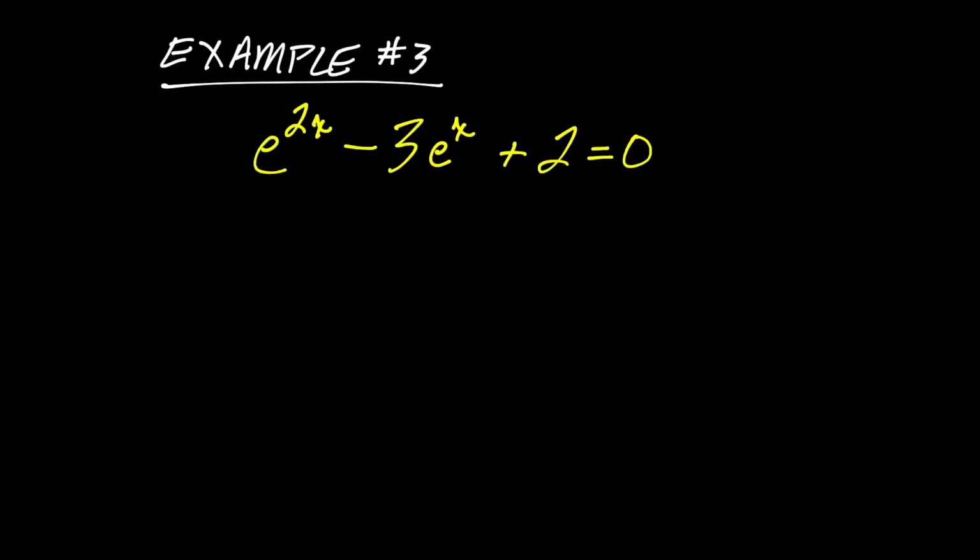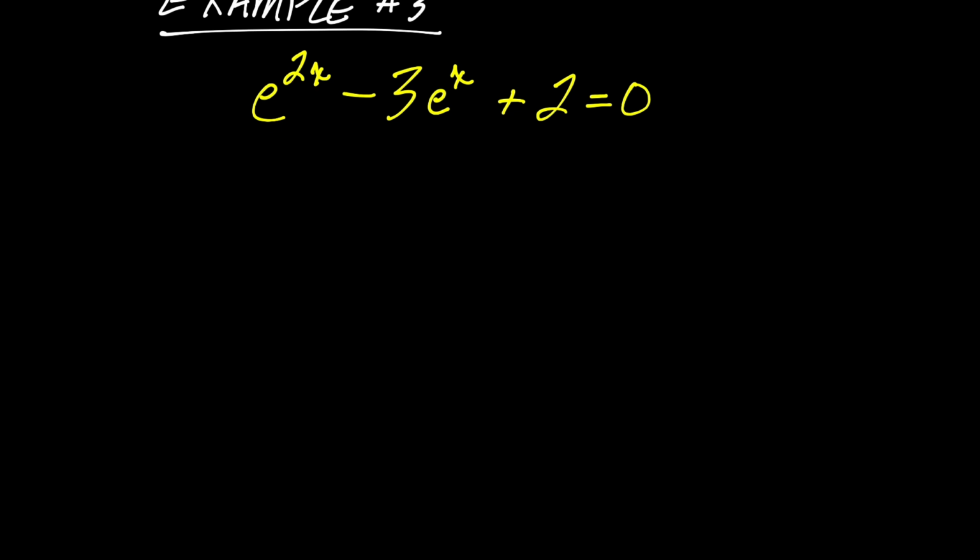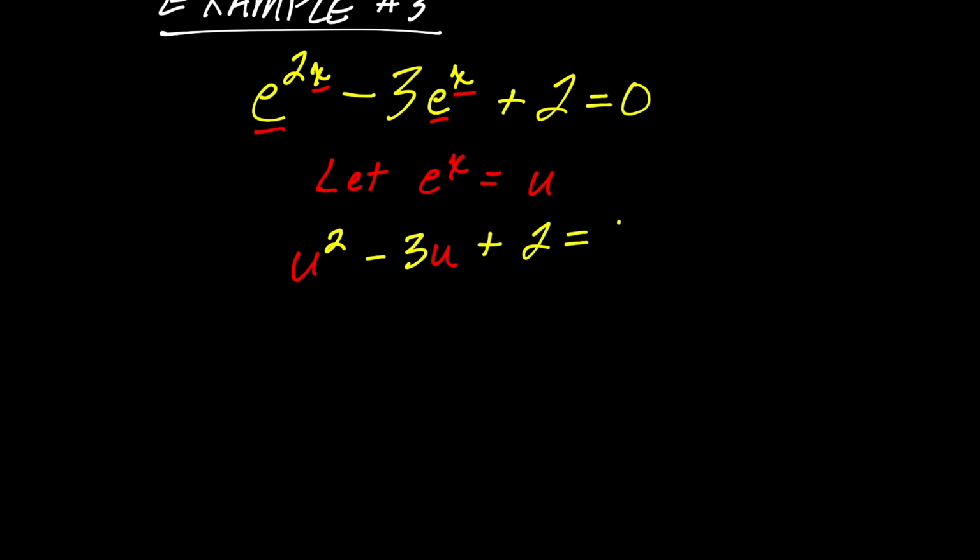All right, this one looks a lot like a quadratic, but what we're going to do is use a u substitution. So I'm going to substitute in this. It would be really nice if, could I say let e to the x equal, I don't know, u. So that would become u squared minus 3u plus 2 equals 0.